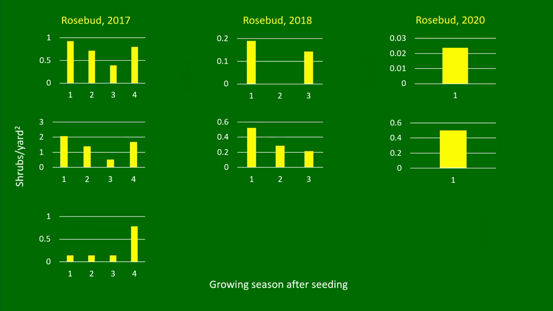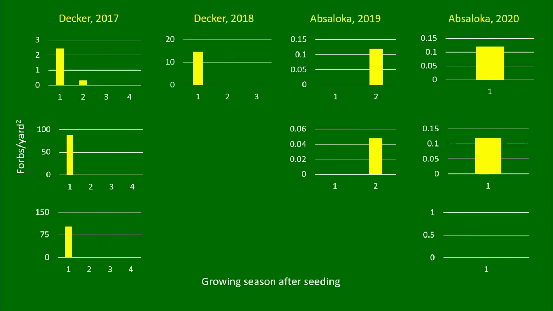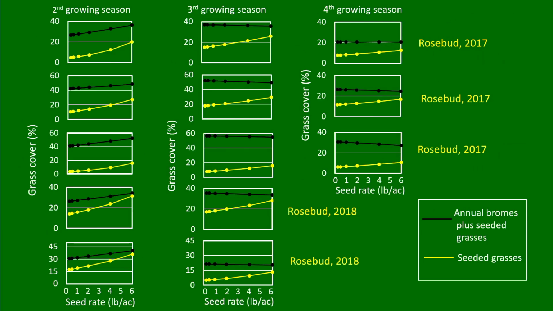Here's just more of the same sort of data on shrubs in other experiments. Same thing with forbs. Same finding with forbs. No effect of grass seed rate on forb density. So why is that?